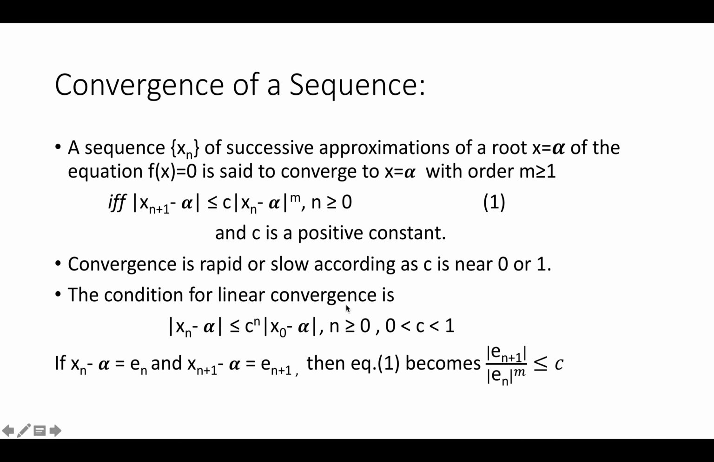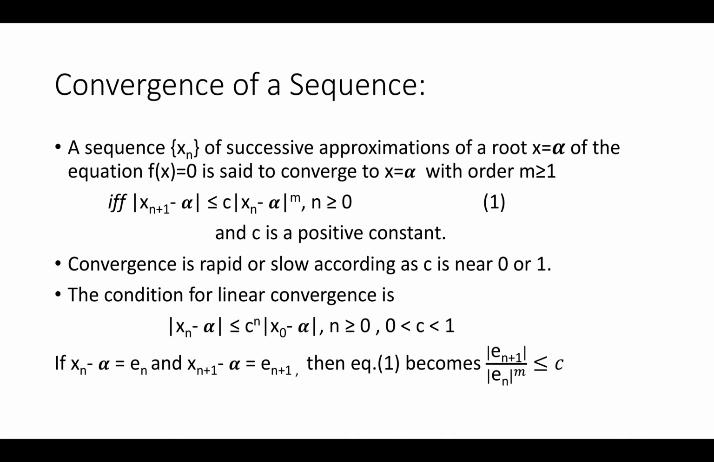Since the bisection method has linear convergence, the condition for linear convergence is the absolute value of xn minus alpha, where xn is the root at the nth iteration and alpha is the actual root, is less than or equal to c raised to power n times the absolute value of x0 minus alpha, where n is greater than or equal to 0 and c lies between 0 and 1. So this is the condition for linear convergence.